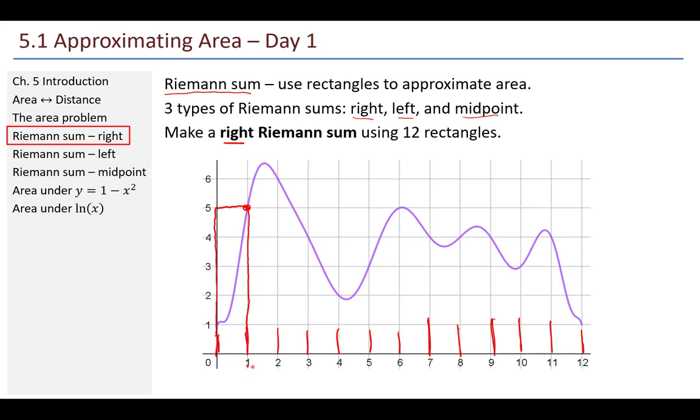Let's take a look at the second rectangle, from 1 to 2. How tall should that rectangle be? I look at the right endpoint and follow the right endpoint up until it hits the curve. Then I can create my rectangle. Continuing on, how about the third rectangle? From 2 to 3, I follow the 3 up until it hits the curve and come across, and that makes my third rectangle. So the areas under these rectangles are approximating the area under the curve. And let's continue that process.